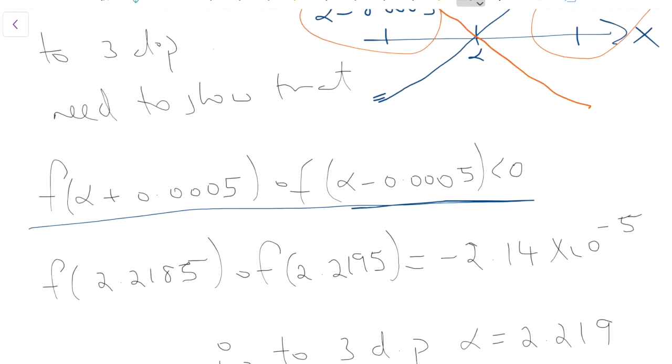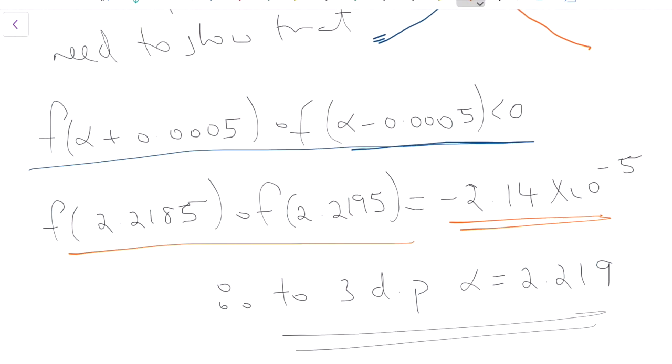So you try it. So f of 2.2185 multiplied by f of 2.2195, and you put that in the calculator, and you indeed obtain a negative answer. So indeed, to 3 decimal places, alpha is 2.219. Because whatever you round from here and whatever you round from here is always going to be 2.219. That's it. There we go, and see you next time.